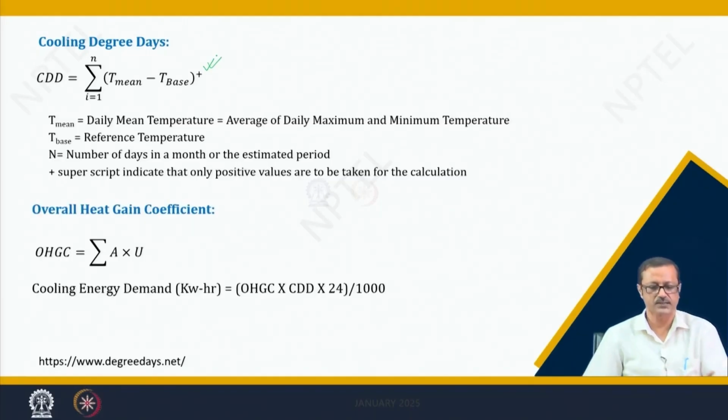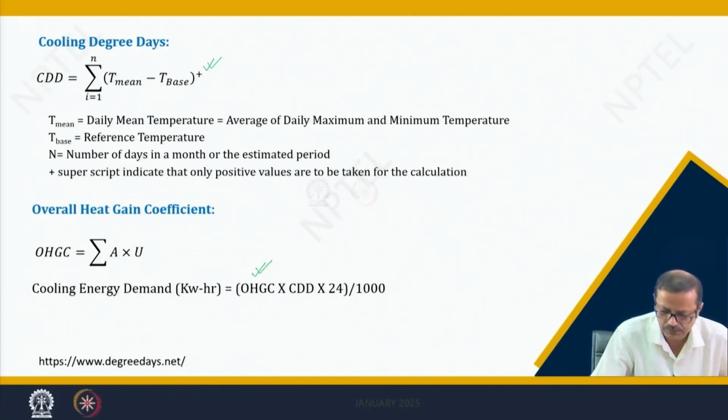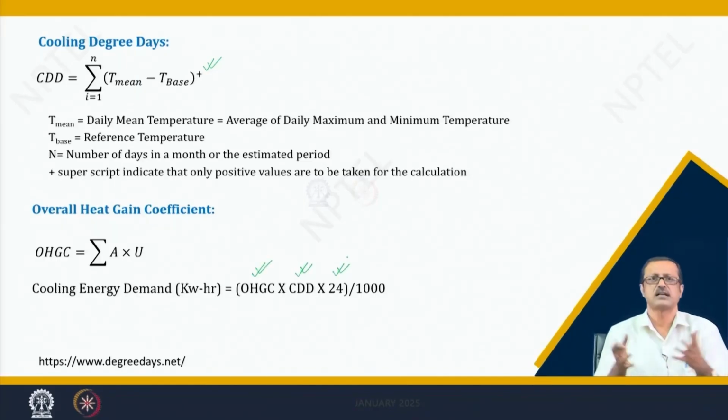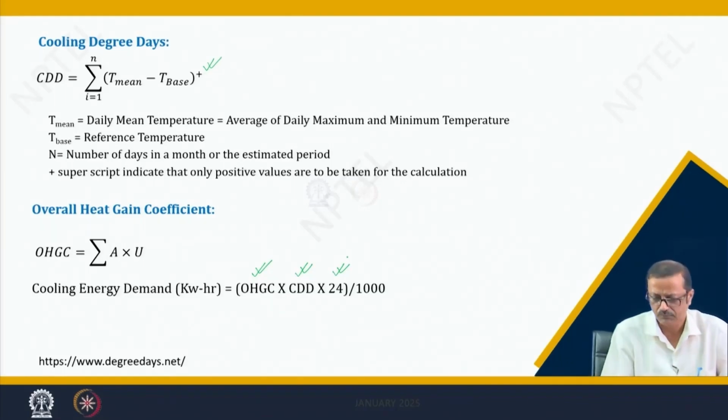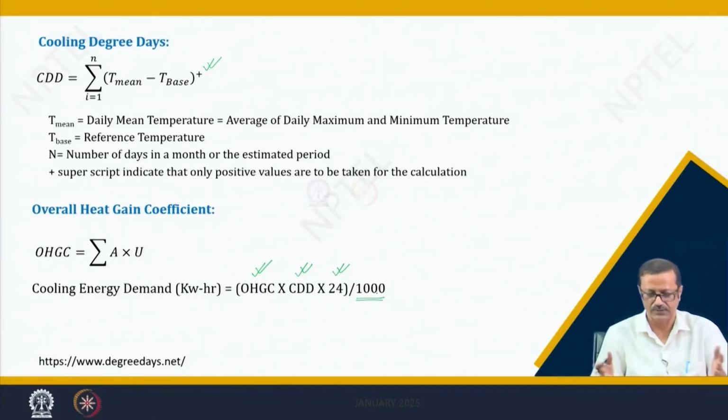So, finally this overall heat gain coefficient will be multiplied with the CDD, with 24 or whatever the number of days, and number of hours, and then we have to divide this by 1000 to convert that from watt to kilowatt.